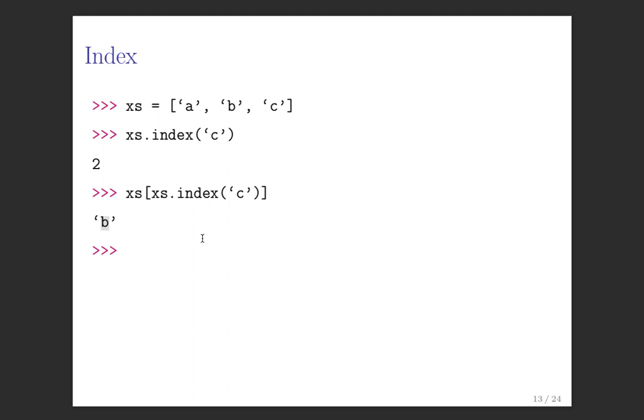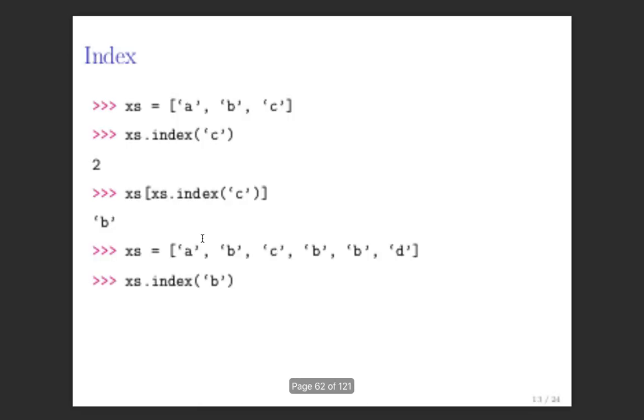Because it's an identity, right? The thing that's at the position where the thing is at is the thing. It's a great sentence by me. Here's another list, A, B, C, B, B, D. What is the index of B? 1. So the index always gives you the leftmost position.